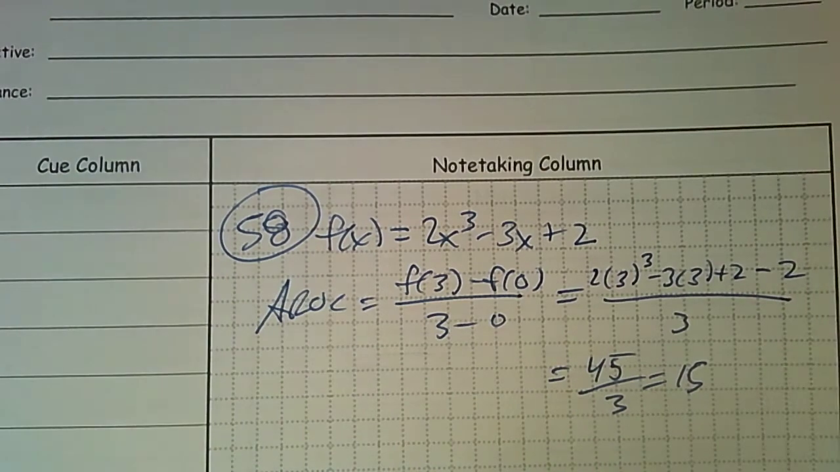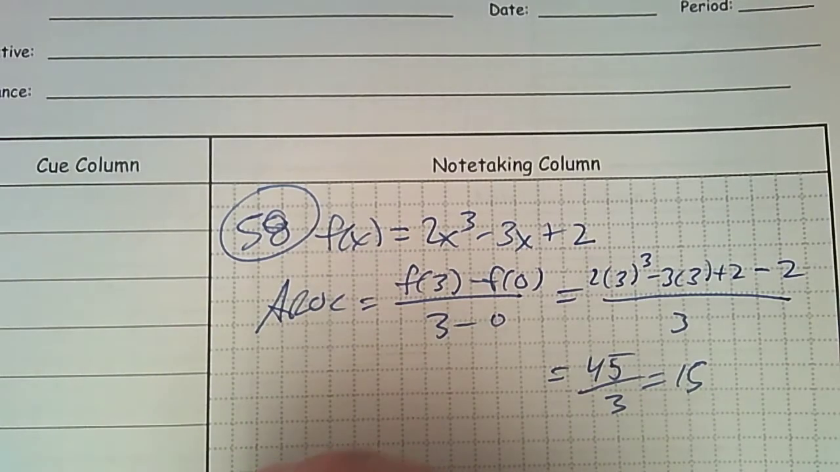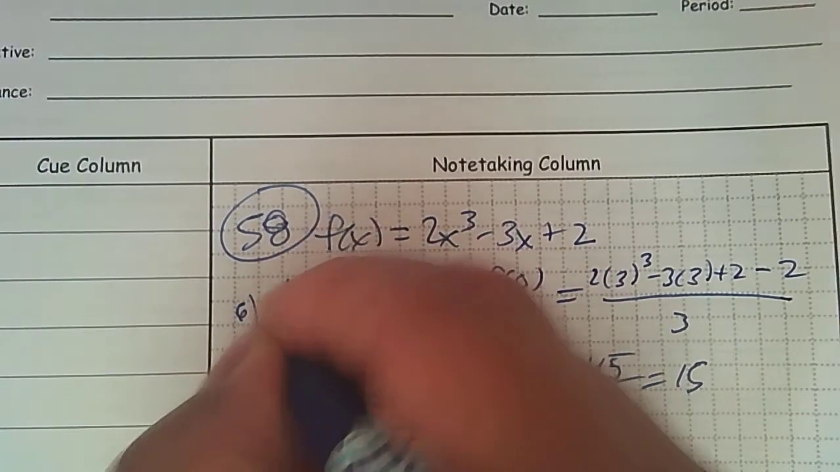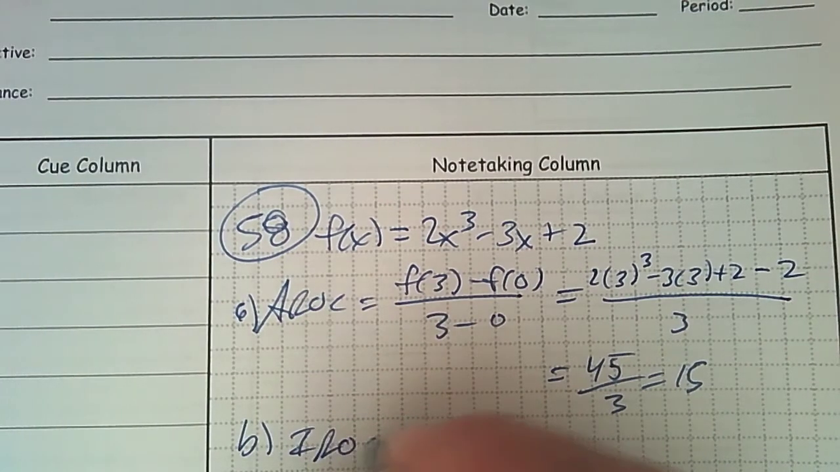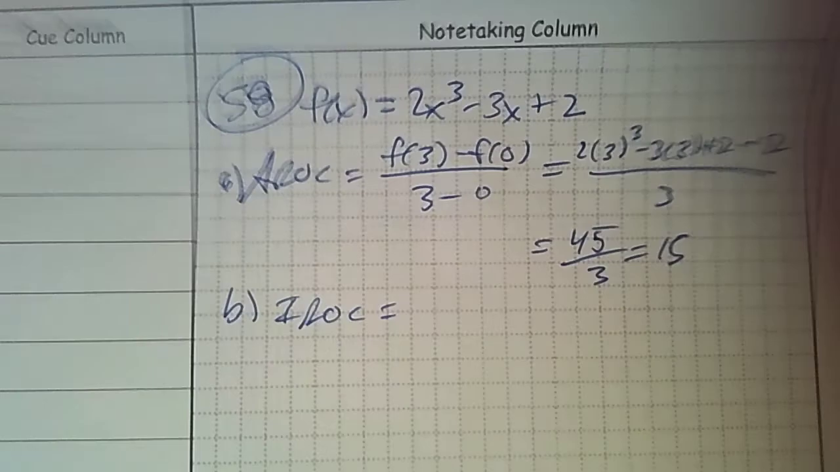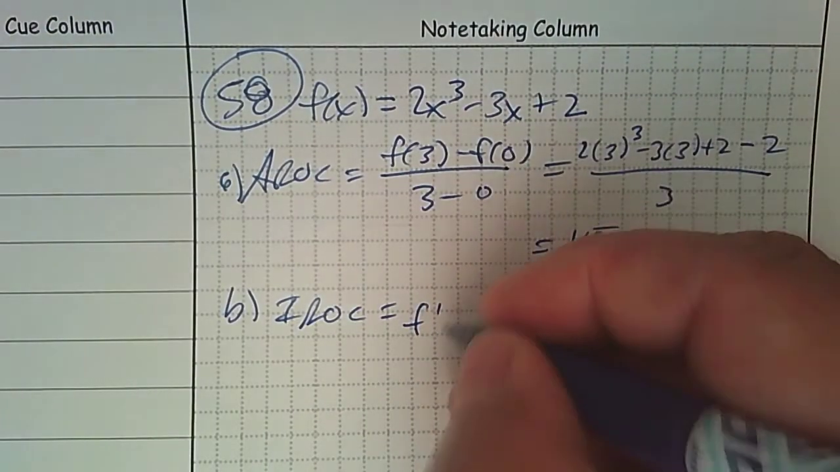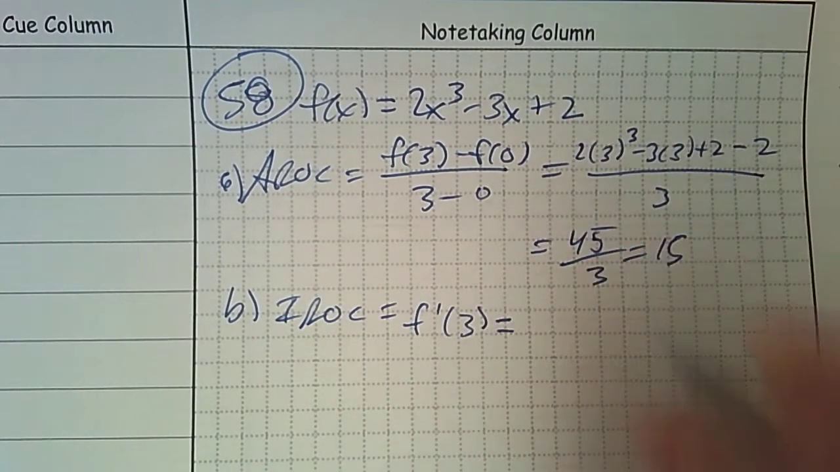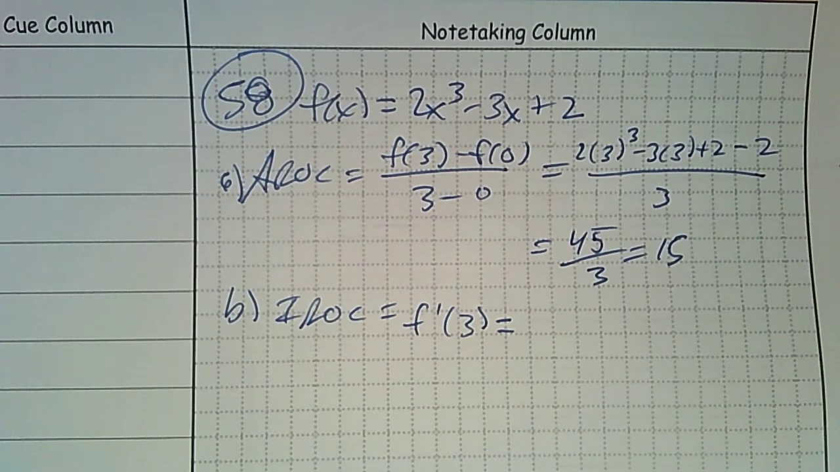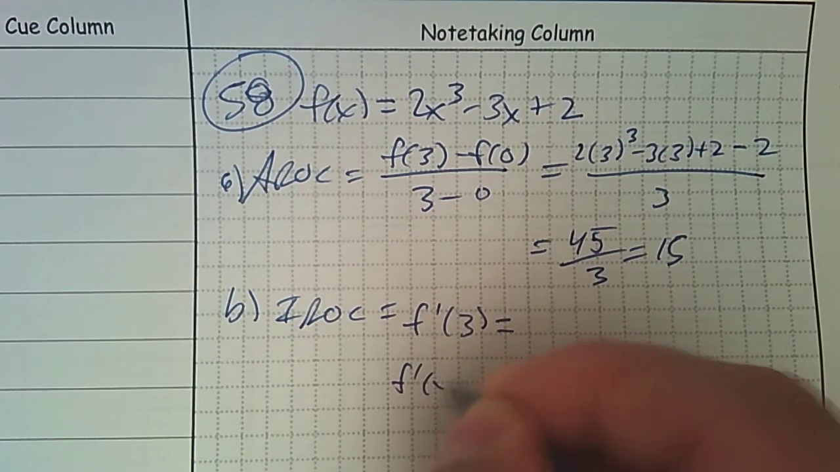What's the IROC, the instantaneous rate of change? That's part B. So when I'm asked for the instantaneous rate of change, that's when you're asked for the derivative. And I'm asked for the derivative at an x value. So I'm looking for the derivative at 3. So I'm going to use shortcuts, and I can use limits.